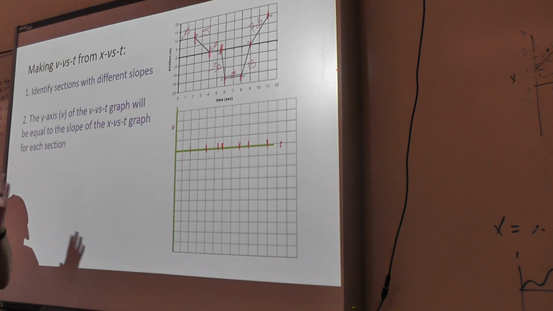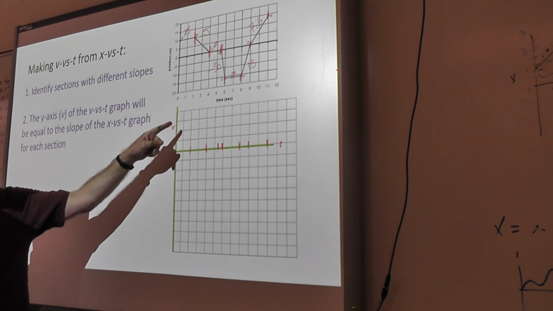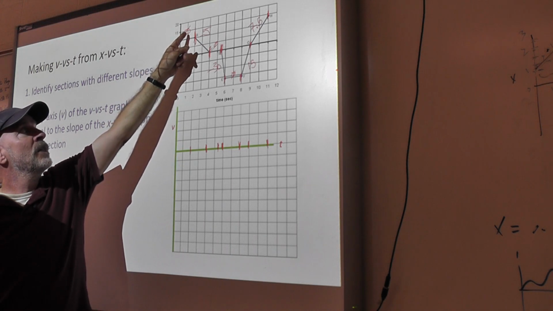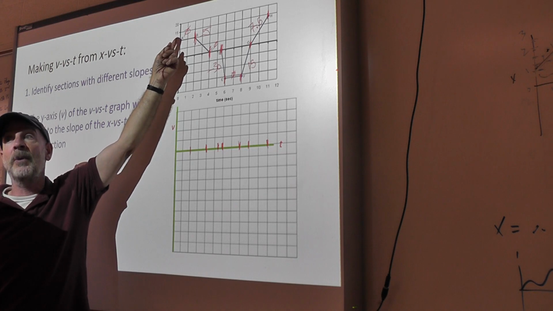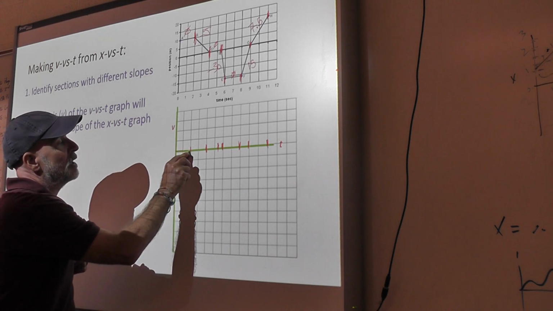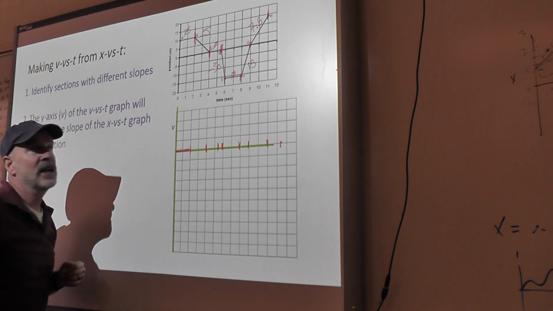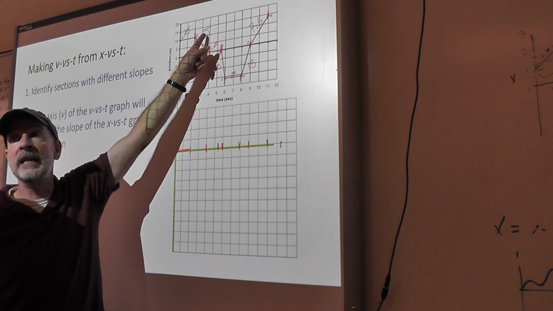And these parts are going to have a velocity value, my y-axis, that corresponds to this slope. The first 2 seconds have a slope of 0 on my position versus time graph, which means the first 2 seconds have a velocity of 0 on my velocity versus time graph. The next 2 seconds have a slope of negative 5.